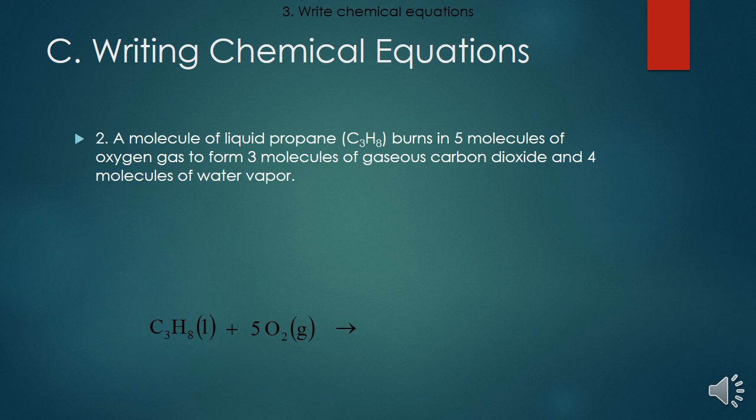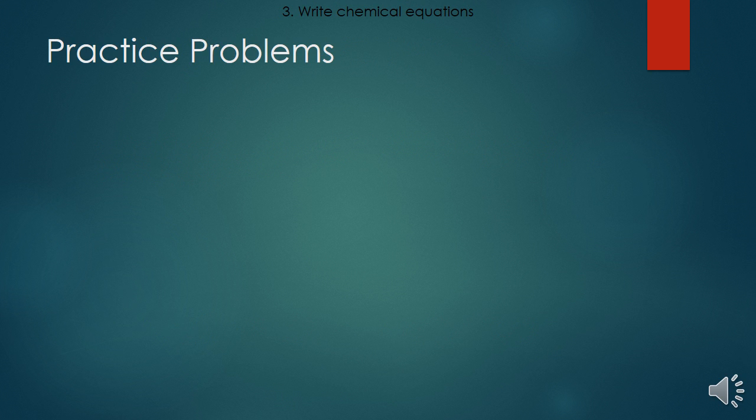Now these two are going to react to form something different, so here's where we use the arrow. And then we're told that we get 3 molecules of gaseous carbon dioxide. Formula for carbon dioxide is CO2, so 3 CO2 gas plus 4 molecules of water vapor. So plus 4 H2O, and then we're told it's water vapor, meaning it's in the gas state, so a g there to indicate that. All right, here are a couple of practice problems.